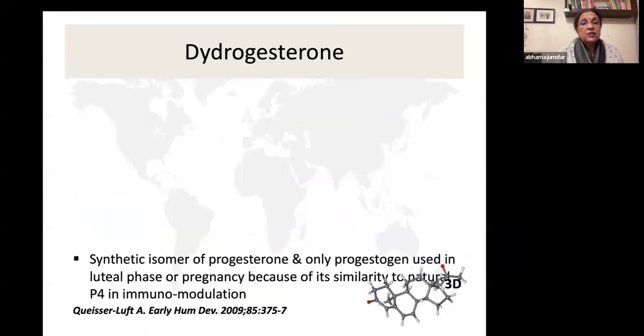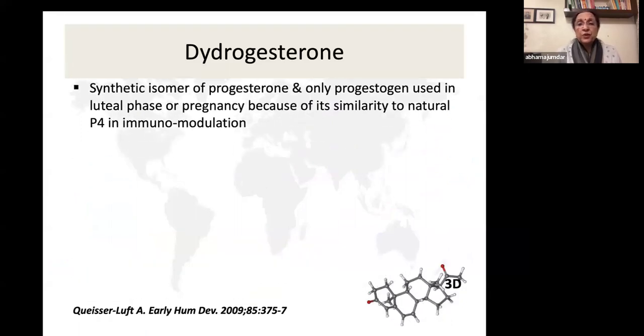One word about dihydrogesterone. It is a synthetic isomer of progesterone and it is the only progestogen used in luteal phase or pregnancy. Why is it so? Because of its similarity to natural P4 and its immunomodulator effect. Progesterone is the greatest immunomodulator, and the only synthetic isomer, the only progestogen which is also an immunomodulator, is dihydrogesterone.